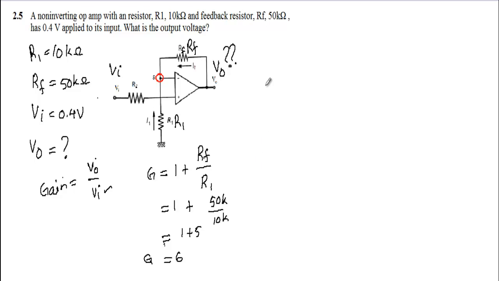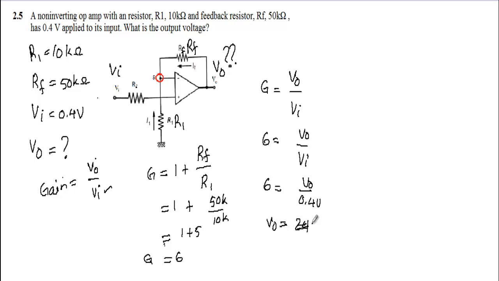Gain equals V out over V in. So 6 equals V out over V in, which is 0.4. Therefore V out equals 2.4 volt. Yeah, we can get the output from the gain. V out equal to 2.4 volt.